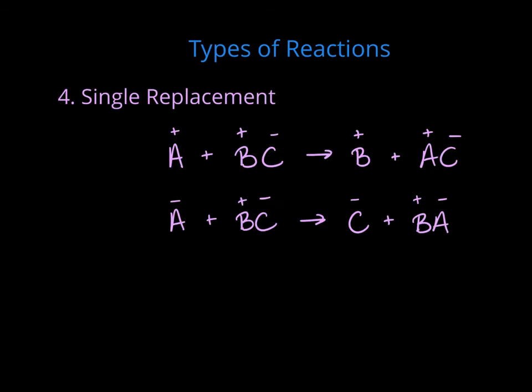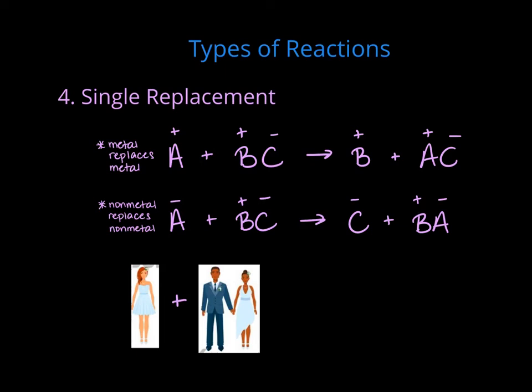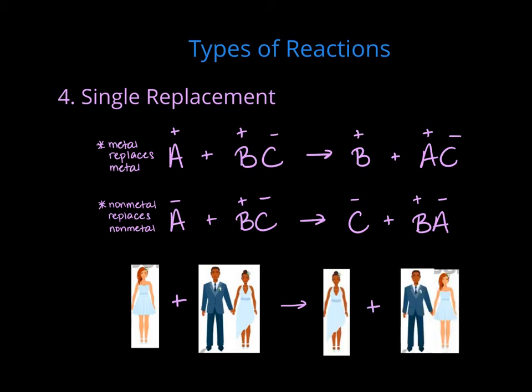In a single replacement reaction, we have a lone metal in our reactants swapping places with the other metal in the compound reactant, or we have the single non-metal reactant swapping places with the non-metal portion of the compound reactant. An analogy for this, or a way to remember how single replacement reactions work, is think about a prom date. We have a single girl going to prom and a couple. After prom, that single girl has stolen the other girl's date and they've left together, and the girl that came with her date is now left alone.